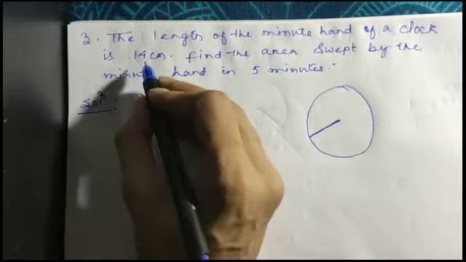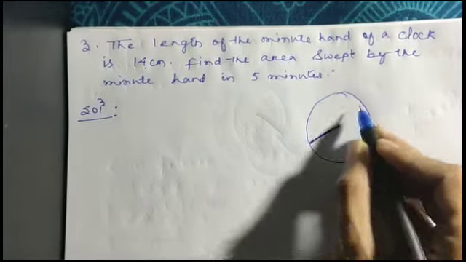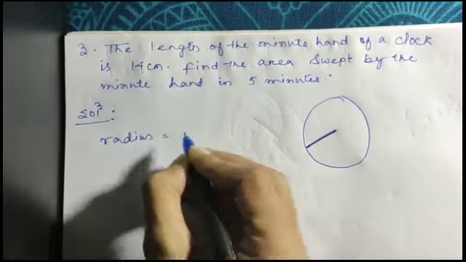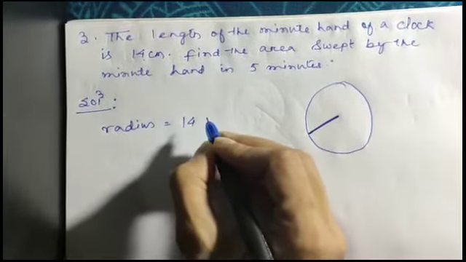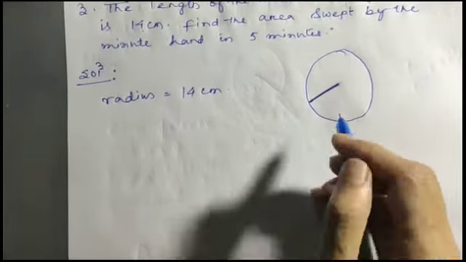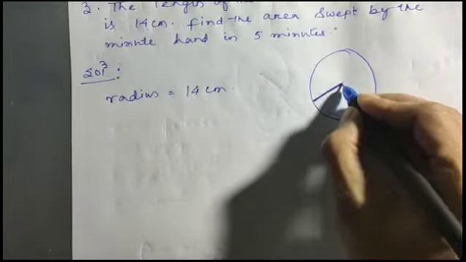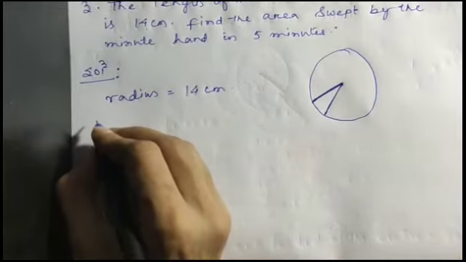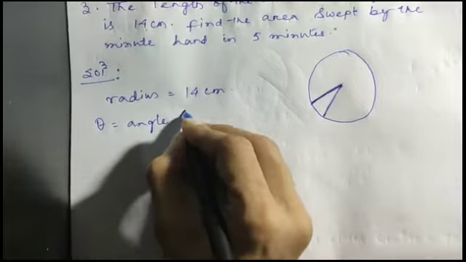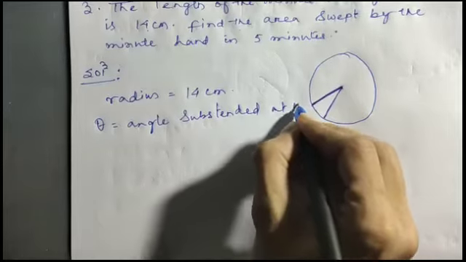The length of this minute hand is given as 14 centimeter, and we know this minute hand is going to be the radius of this clock, that means the radius of the circle. So radius is equal to 14 centimeter. This is the radius given here, right? And see, find the area swept by the minute hand in 5 minutes. In 5 minutes. Now theta equal to the angle subtended at the center.